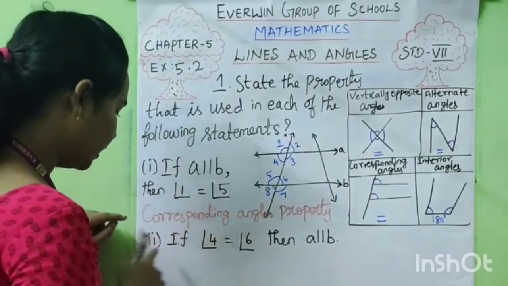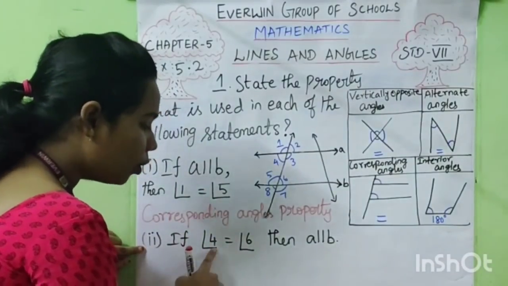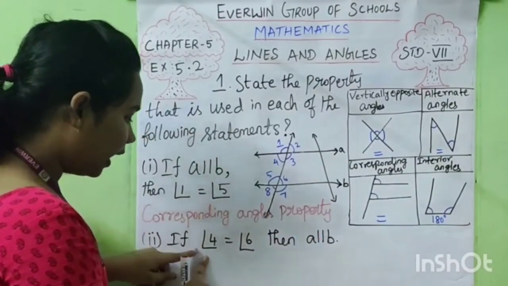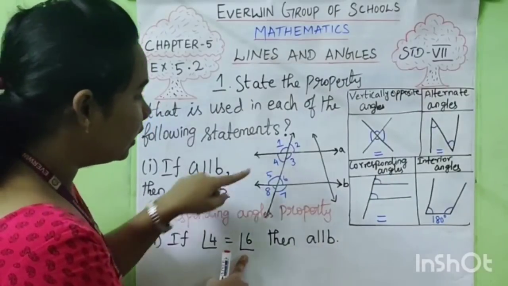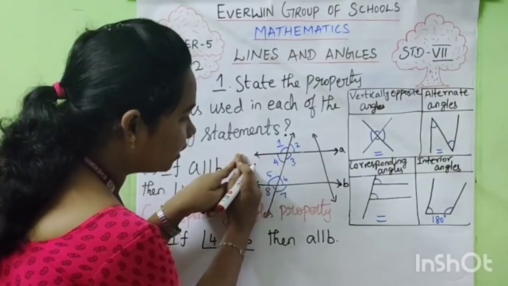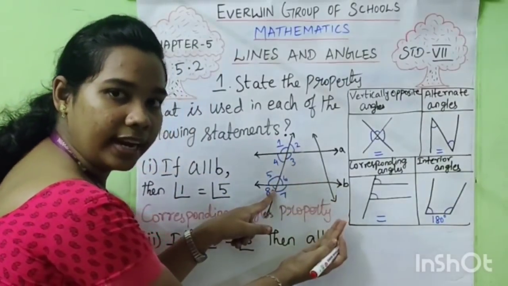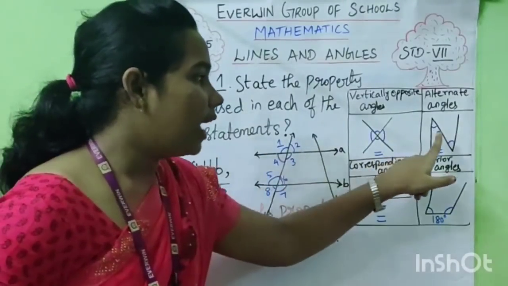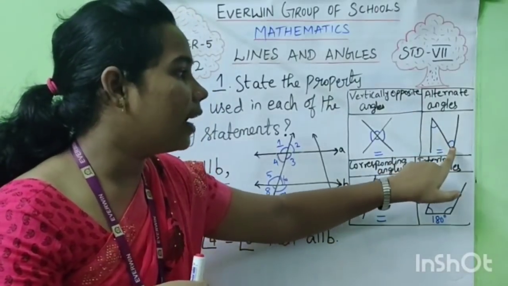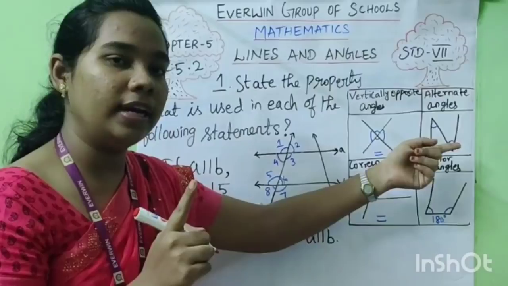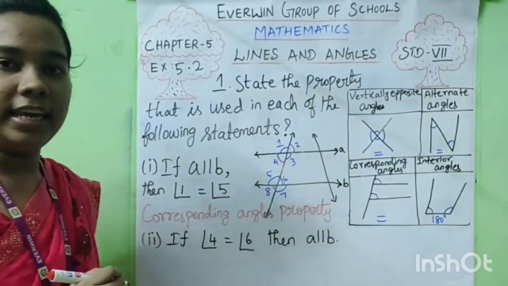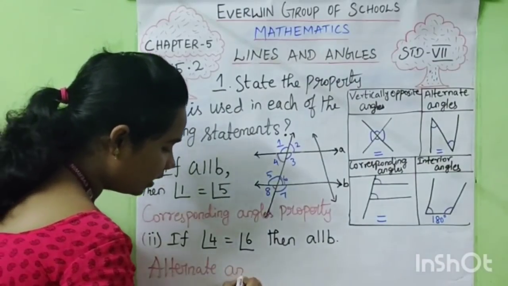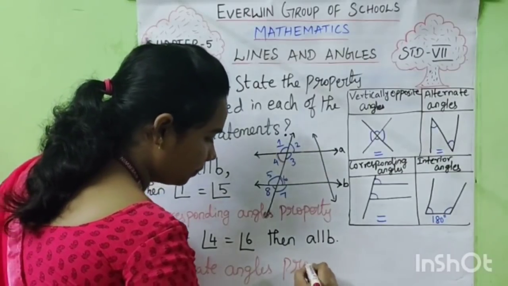Okay children, next subdivision 2. If angle 4 is equal to angle 6, then A is parallel to B. They have given angle 4 is equal to angle 6. See, angle 4 is inside of the transversal, angle 6 is outside of the transversal. If one angle is inside of the transversal and another angle is outside of the transversal, what is the property? Alternate angle property. Okay, so here they have used the alternate angles property.